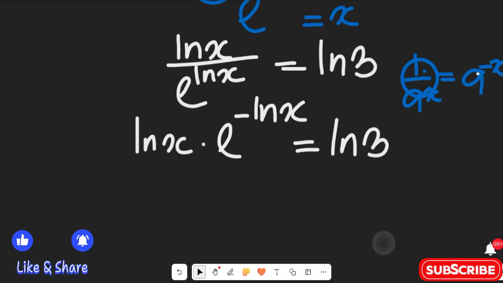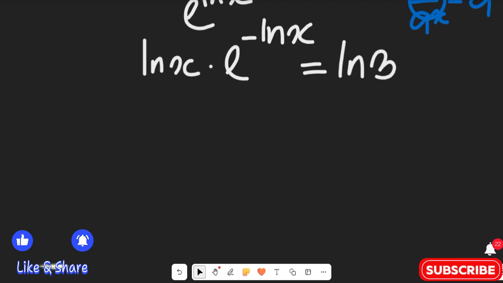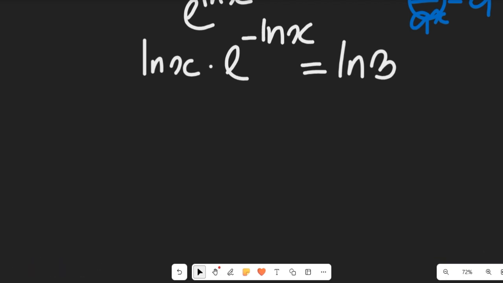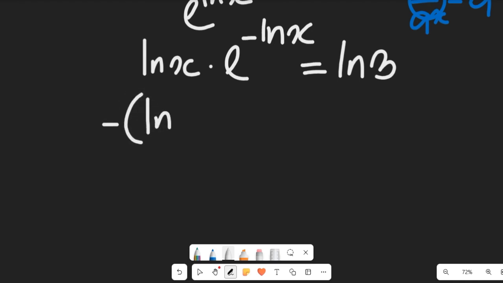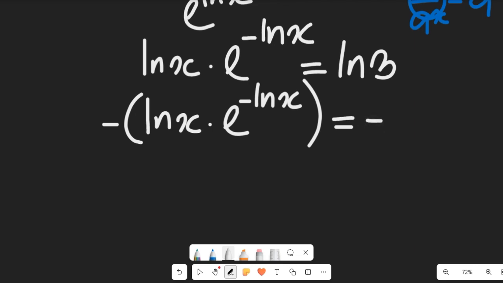Good. Now in the next step, I want us to do something, because if we don't, this expression will remain like this and it will not look like the Lambert W function expression. Let us multiply both sides by negative. If I multiply both sides by negative, I'll have the ln of x multiplying the exponent value of the negative of ln of x, and all of these will be equal to negative of ln of 3.